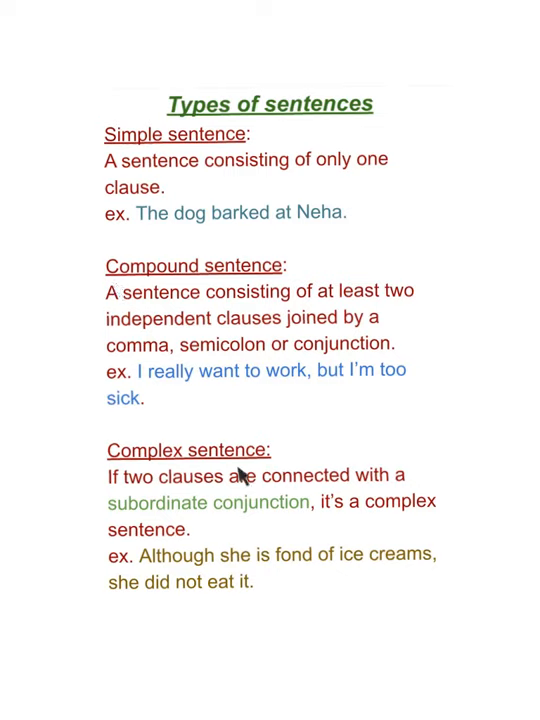Third one, complex sentence. If two clauses are connected with a subordinate conjunction, it's a complex sentence. Example, although she is fond of ice creams, she did not eat it. Here also there are two clauses. One is she is fond of ice creams. One more, she did not eat it. It is connected by subordinate conjunction although. So such type of sentences which are connected by a subordinate conjunction, they are called as complex sentence.